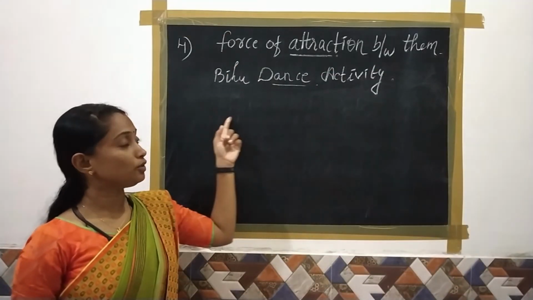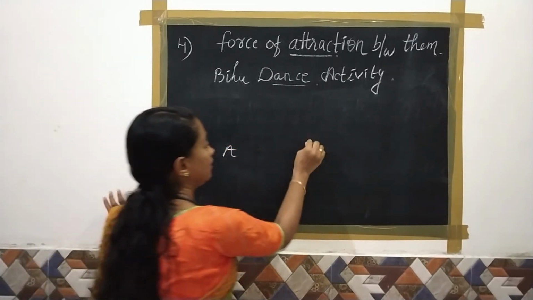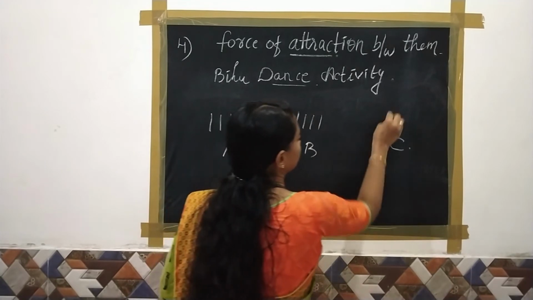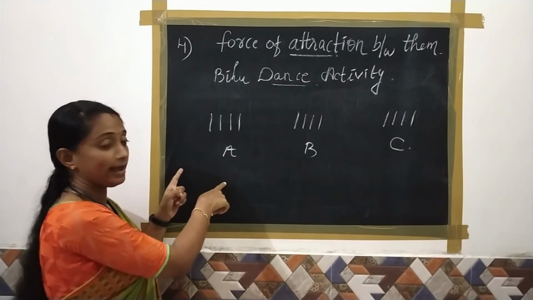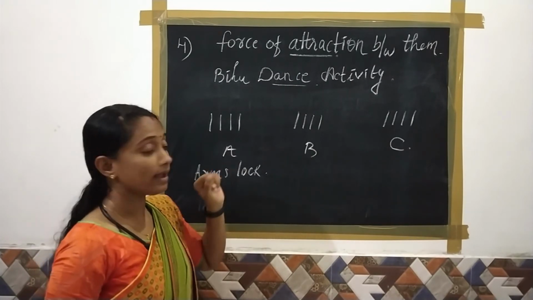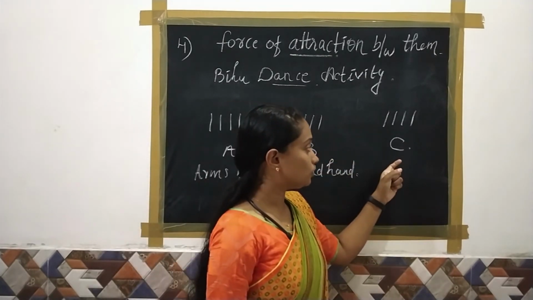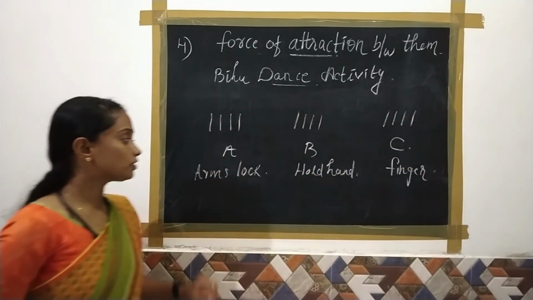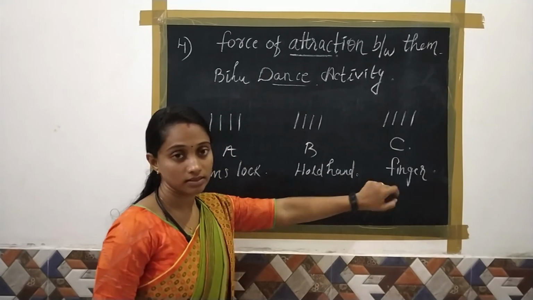The last activity is a diffusion activity. In this activity, we are going to use three groups of children, named A, B and C, with each group containing four children. The first group holds their hands from the back side, the second group holds their hands like a human chain, and the last group touches each other with their fingers.